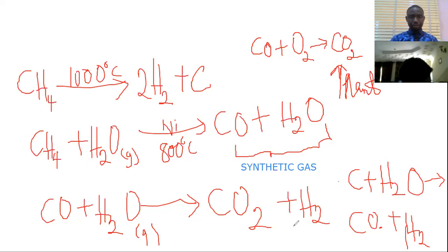All right, now from coal, another way of producing hydrogen is that we can also get it from water gas and electrolysis of brine.